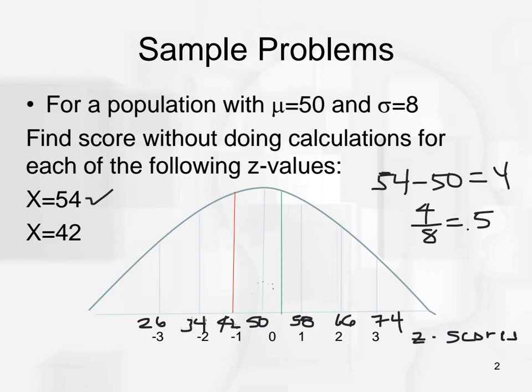Now, if we look at our next value, which is an x of 42, what we see is that 42 is going to lie below, because that number is less than our mean. And this one's easy to find because it lands right on -1, because the distance between 42 and 50 is 8, and that's the distance of our standard deviation.